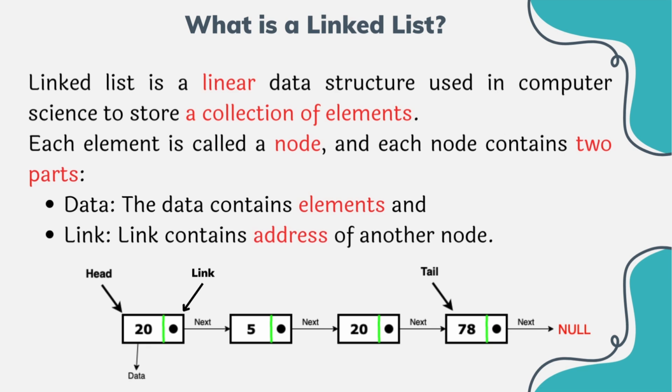In the diagram below, we can see that each node is linked to the next one, forming a chain like structure. The first node is called the head and the last node points to null, indicating the end of the list. This simple structure allows for efficient insertion and deletion of elements. Now that we understand the basics, let's move on to why we might choose a linked list over an array.